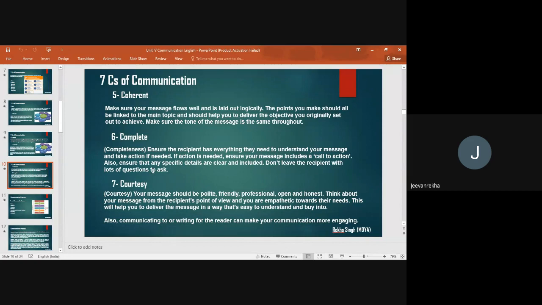You are in yoga, so you should be a polite personality. If you are a polite person, nobody can say anything bad about you. Nobody can give a bad message about you in society, among friends, in family. If you are polite, everybody will respect you. So be polite all the time, anywhere. Either you are in family, between friends, or in class, no enemy should be there. That is called courtesy. Friendly, professional, open, and honest.